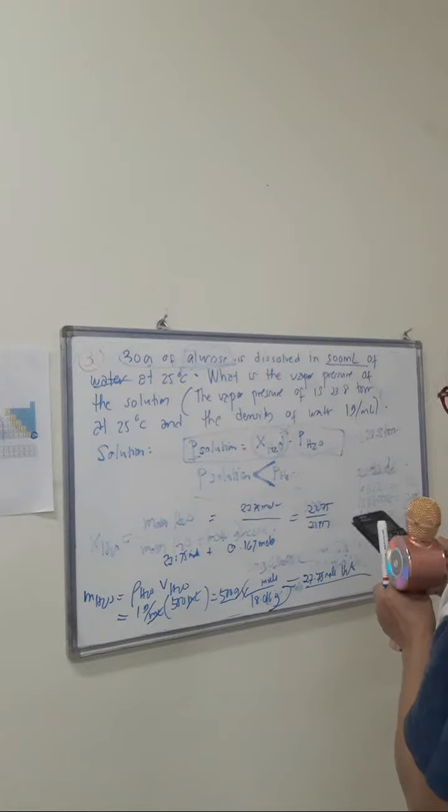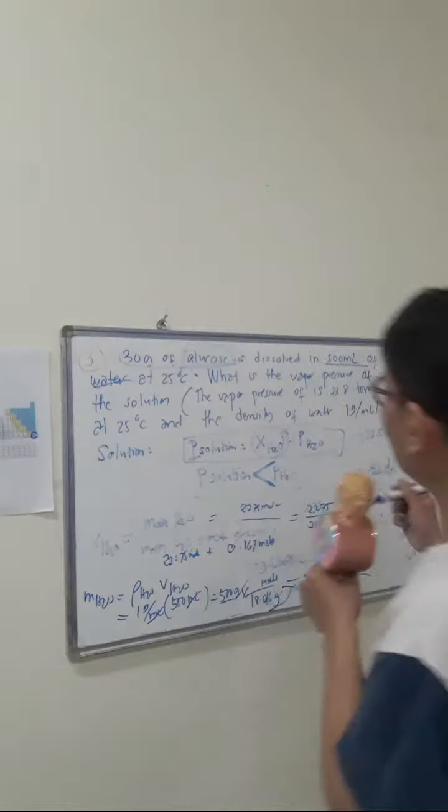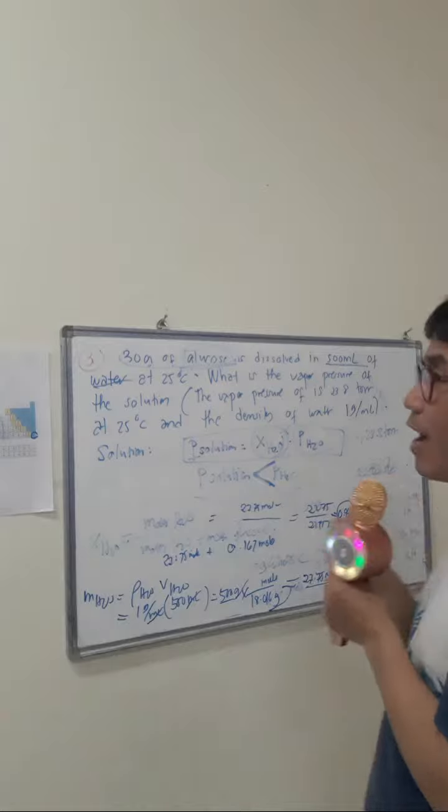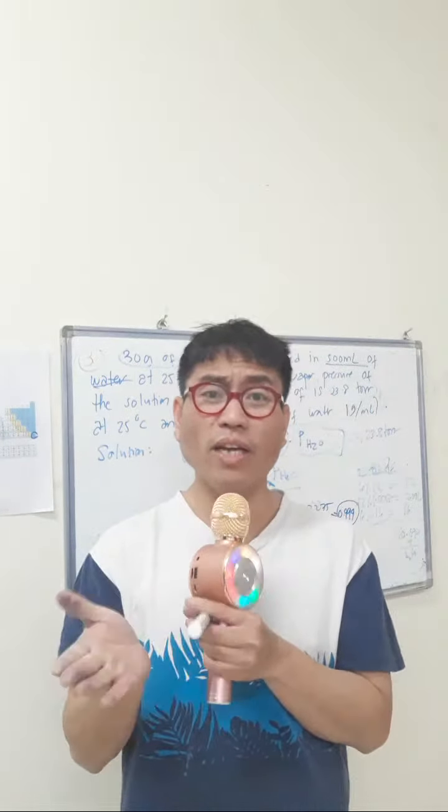27.75 divided by 27.917 is equal to 0.994. 0.994 is our mole fraction. Guys, mole fraction is without unit, meaning unitless, because it is a ratio.